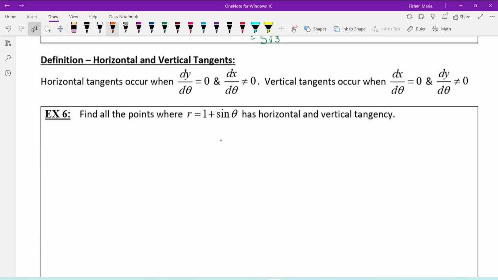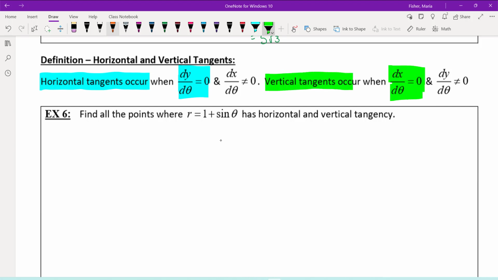The next thing that we're going to look at is horizontal and vertical tangents. Now these definitions that we are about to look at are the exact same kind of definitions that we saw with parametric equations. Horizontal tangents occur where dy/d theta equals 0, but dx/d theta does not. And vertical tangents occur where dx/d theta equals 0 and dy/d theta does not. So just like last time, what you want to do is find all the values, and if there's any repeated, in this case theta, back in section 10.3 we said t, but if we ended up with any repeated values, we had to eliminate that value.